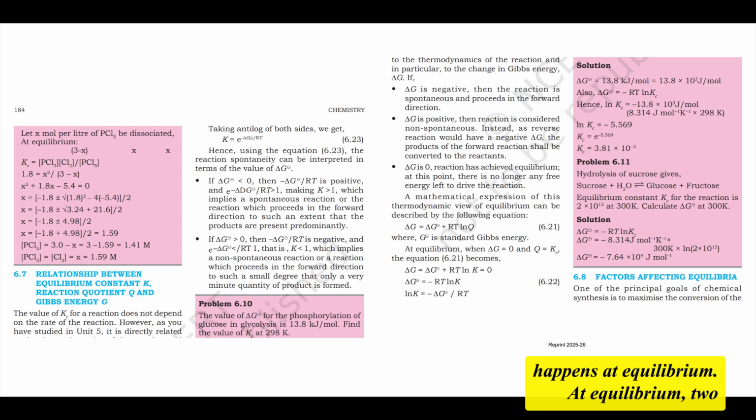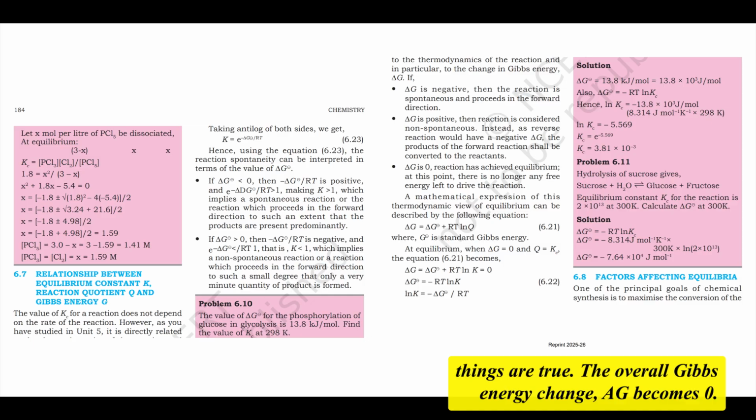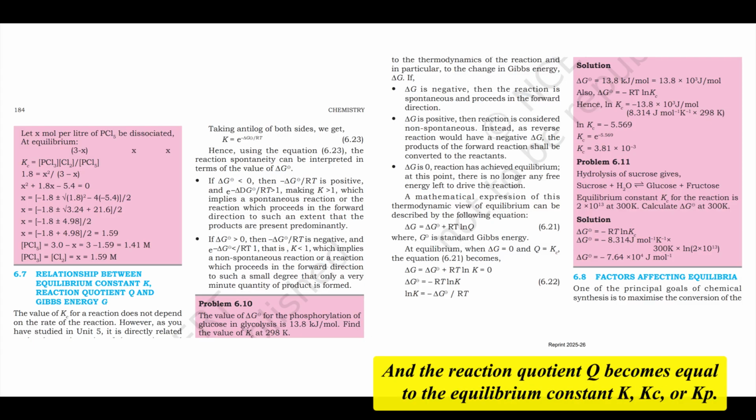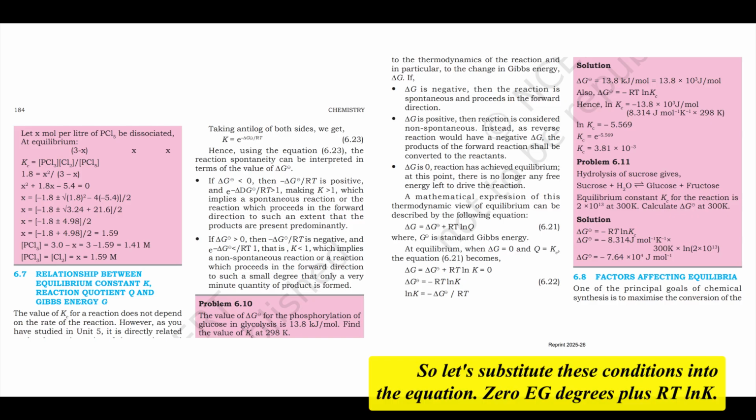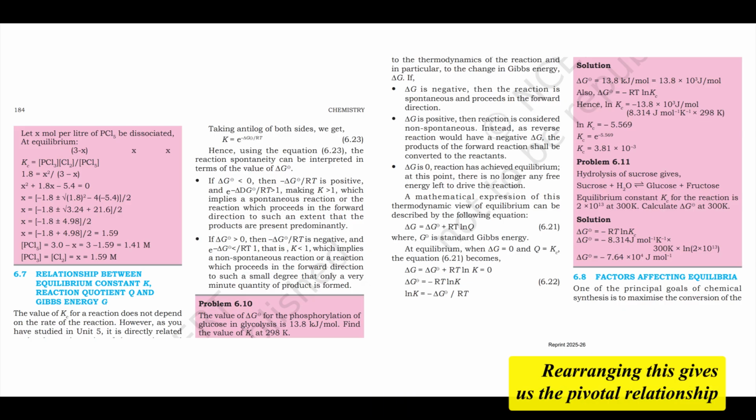Now, think about what happens at equilibrium. At equilibrium, two things are true. The overall Gibbs energy change, ΔG, becomes 0, and the reaction quotient Q becomes equal to the equilibrium constant K, Kc or Kp. So let's substitute these conditions into the equation: 0 = ΔG° + RT ln K. Rearranging this gives us the pivotal relationship you were asking about.